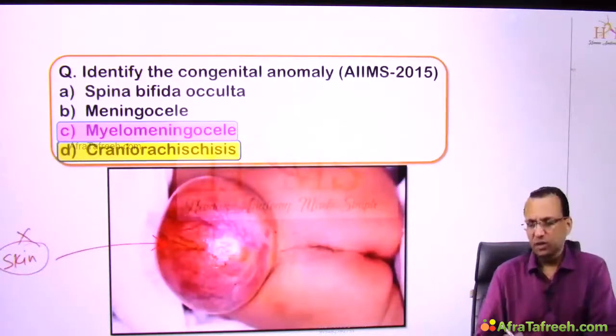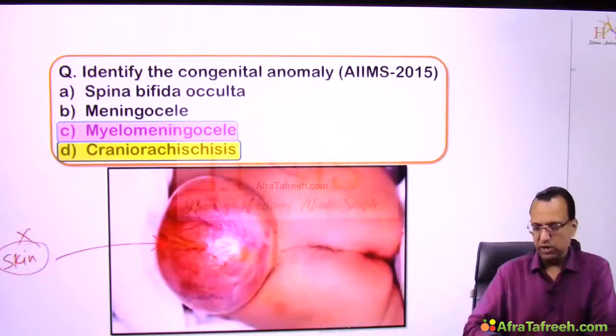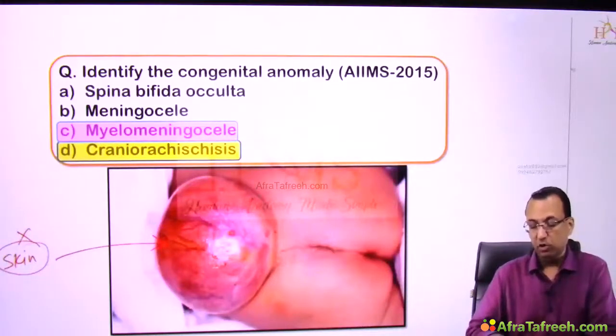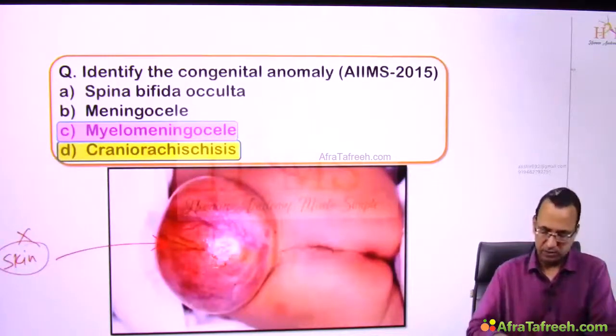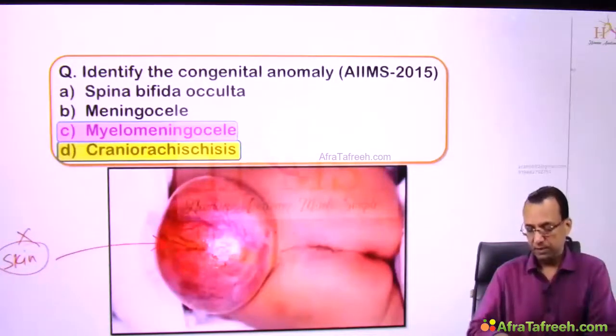And it is not an elevation, it is usually a depression. There's an open spinal cord, open skin, open vertebra. So this cannot be craniorachischisis. No. Why? Because it is not covered by skin. This anomaly is covered by skin.